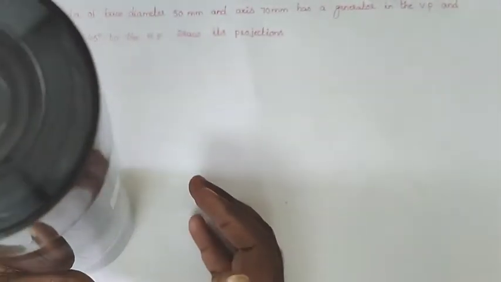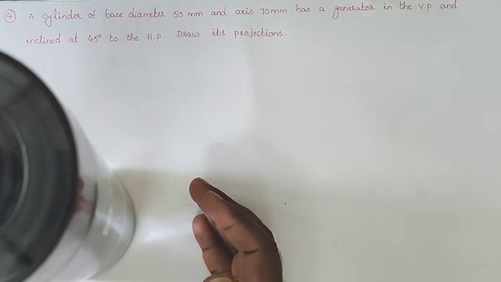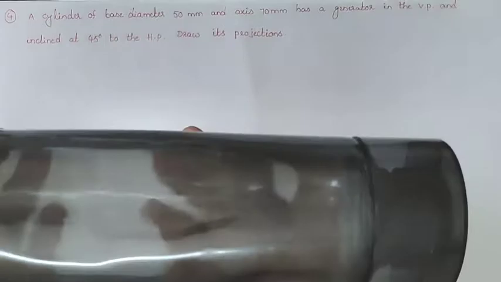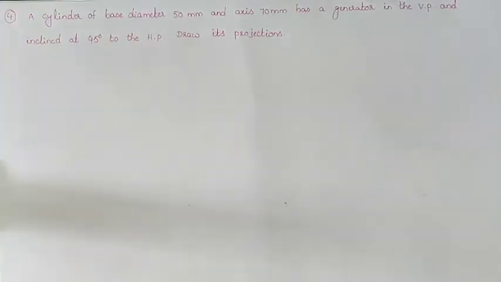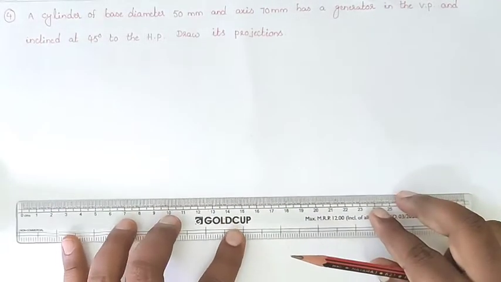Whenever a generator is in the VP, this is the direction. So in this direction, when a generator is in the VP and the axis is inclined 45 degrees to the HP, you can see the axis inclination. When the axis is inclined 45 degrees to the HP, we assume the axis perpendicular to the HP in the initial stage and draw the first top view and first front view of our diagram.